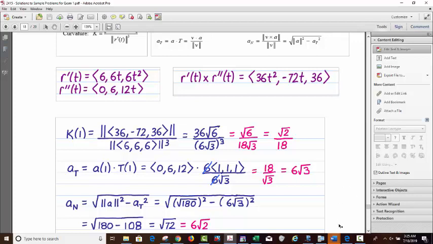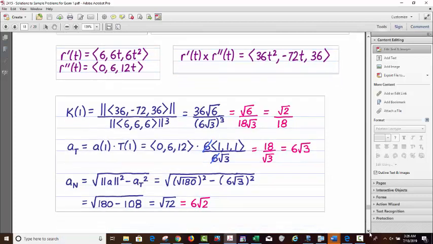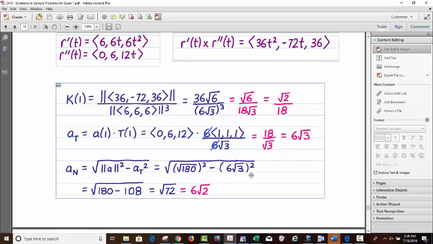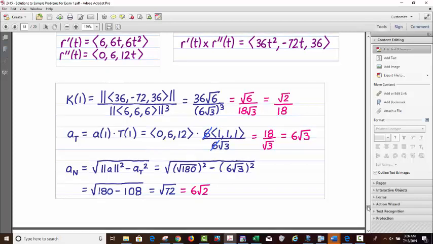So we know, let's see, what do we got here? The magnitude of a at 1 squared. We know a at 1 is 0, 6, and 12. That'll be 144 and 36, so the square root of 180 squared. And then you have to find AT to use that formula. The first formula you don't, but you have to have AT to get AN using that formula. We have it right there, 6 square root of 3. But we had to get AT anyway because the question was asking for it. So you have 6 square root of 3 squared. So basically that's going to be 180 minus 108, square root of 72, which would simplify into 6 square root of 2. And that takes care of that one.